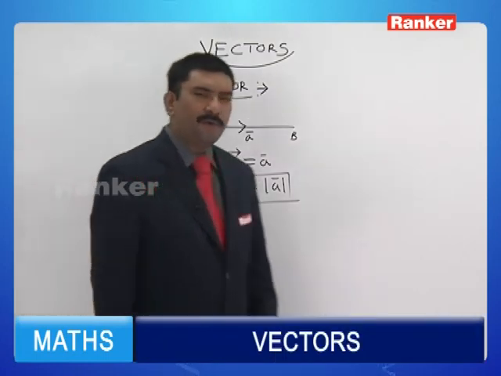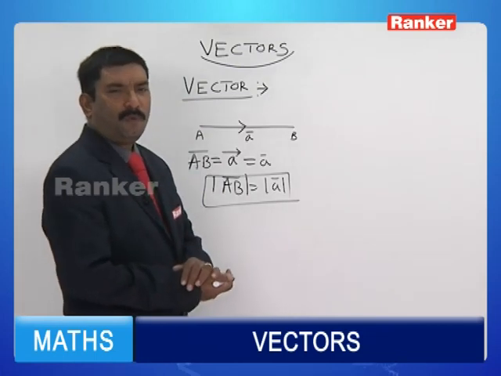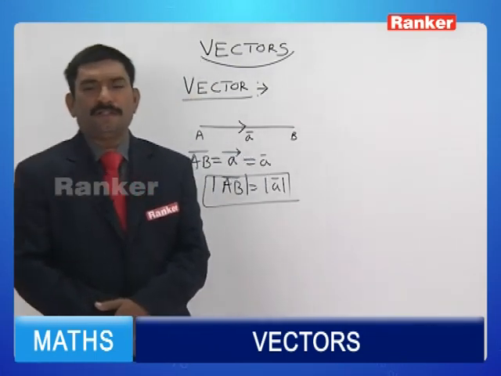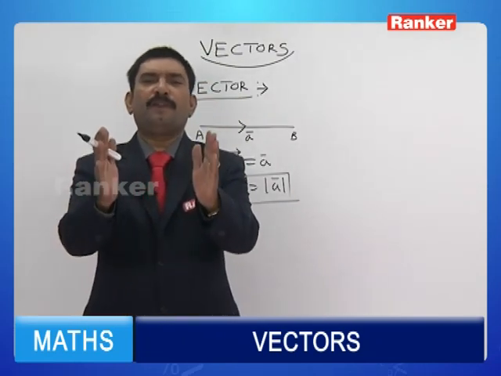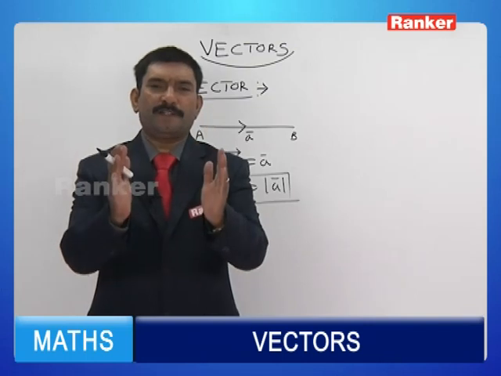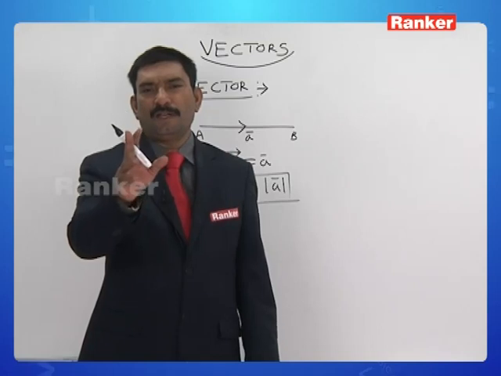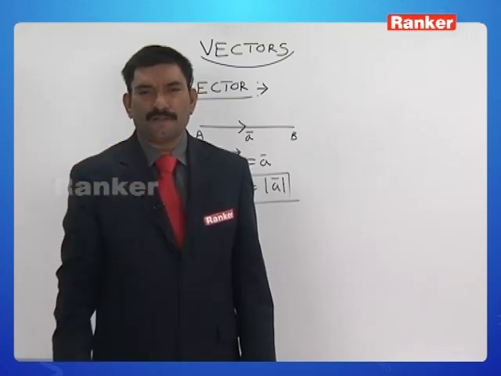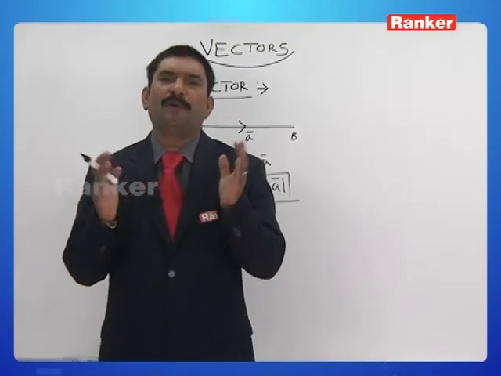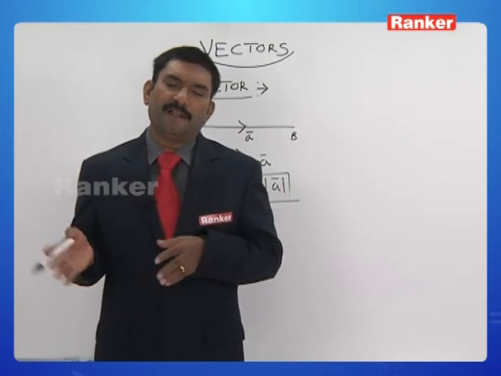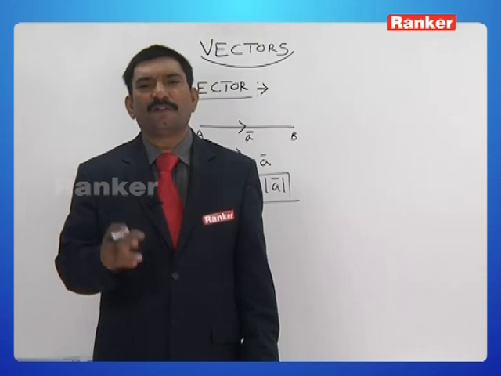Next, I go to the definition of scalars. A scalar is also a physical quantity, but having only magnitude, no direction. For example, mass, temperature, etc. It has only magnitude, but no direction.